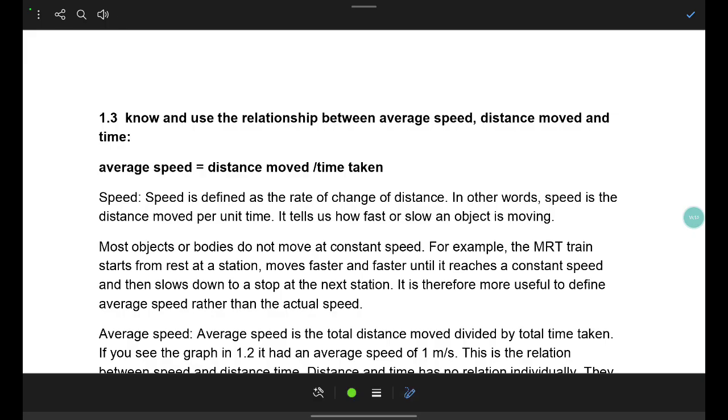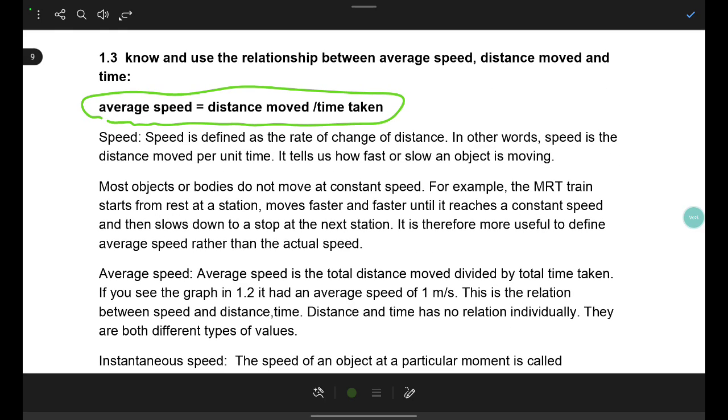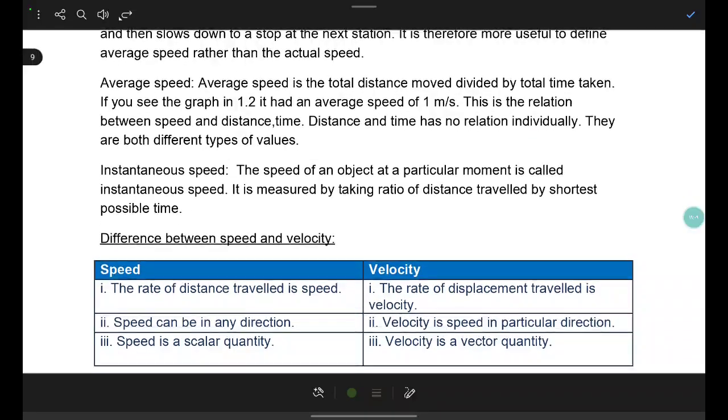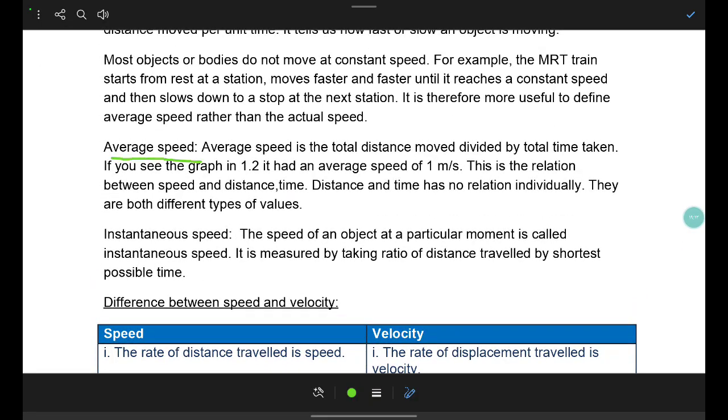This is the average speed, equals distance moved over time taken. Speed is defined as the rate of change of distance, as we were saying. To calculate average speed, we use total distance moved divided by total time taken, and we took an example of how to calculate average speed.